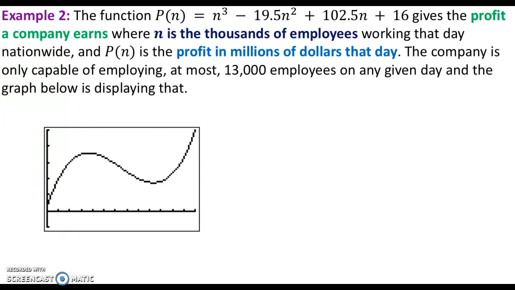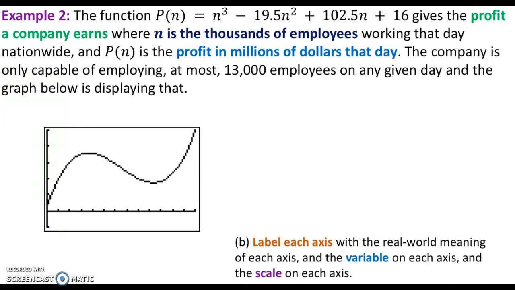The company is only capable of employing at most 13,000 employees on any given day, and the graph below is displaying this. So I'm going to go a little bit out of order of the guide, because you know me, I always like to label my axes first. So I'm going to do part B first.